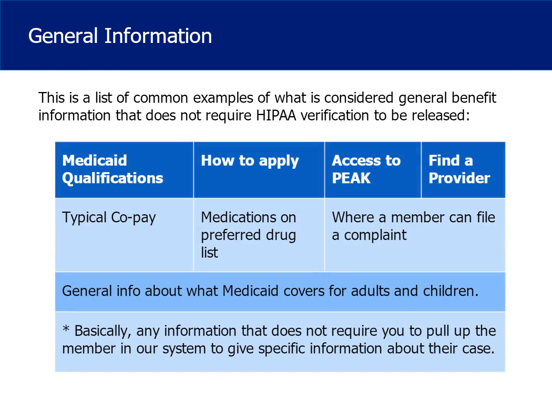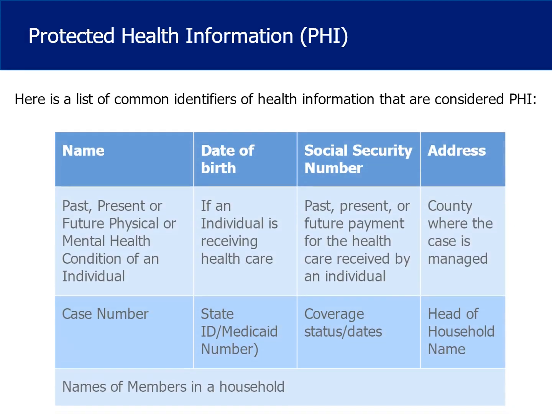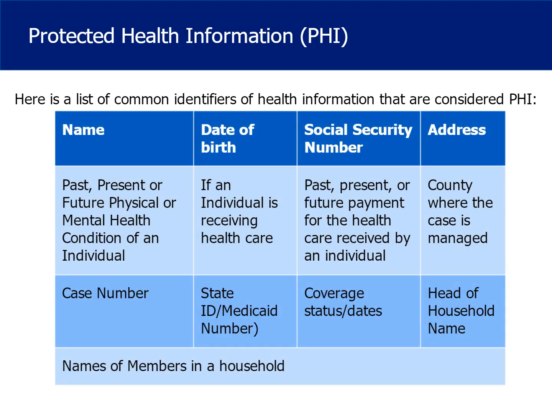What constitutes general information? This is a list of common examples of what is considered general benefit information that does not require HIPAA verification to be released. What constitutes protected health information? It is any information that would allow you to recognize who the patient is and what medical services they have accessed. General benefit information is not considered PHI and can be given to the caller without any verification. Here is a list of common identifiers of health information that are considered PHI.